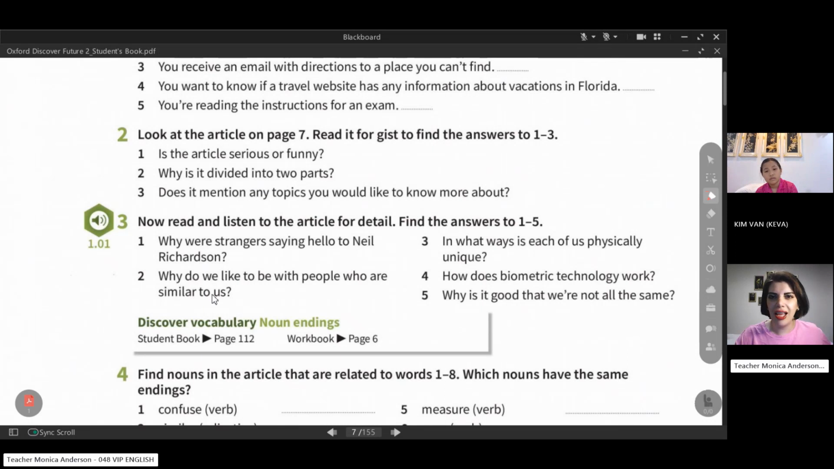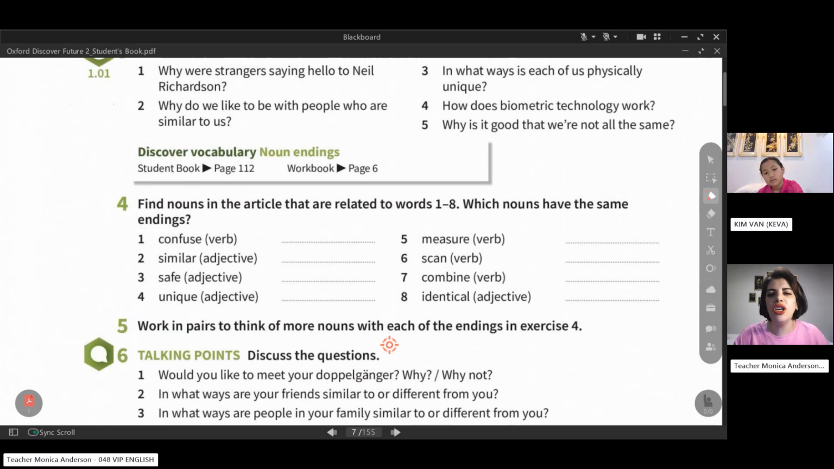Kieva, ready? Yes. Okay, beautiful. So let me play the audio. 110. Yeah, it's 110, right? Let me check. No, Teacher, one. What page of this one? Let me show you here.